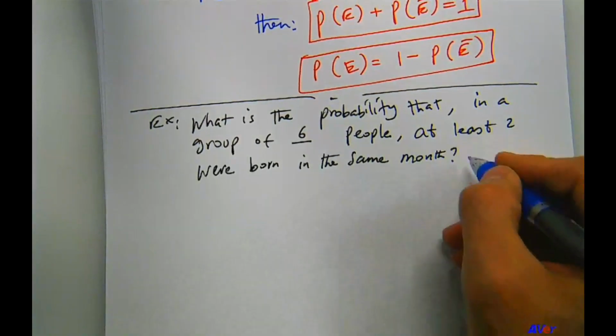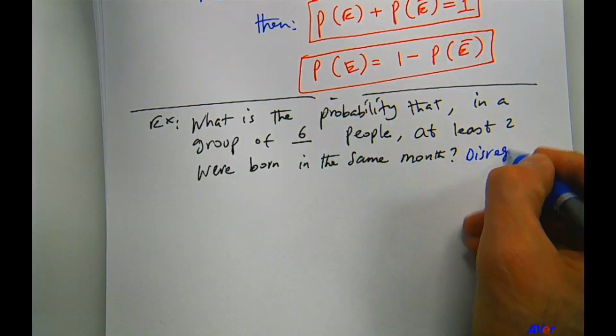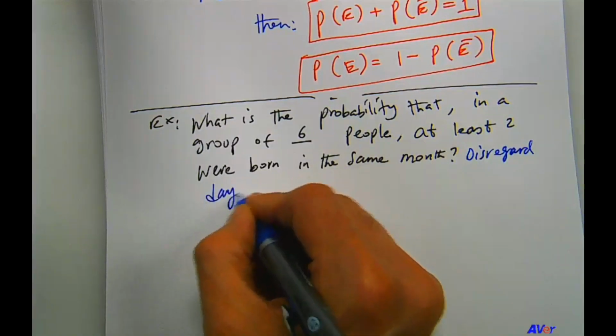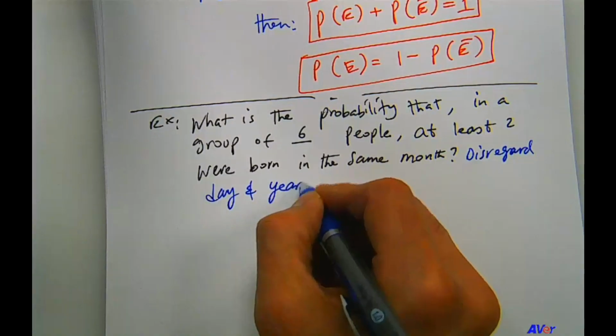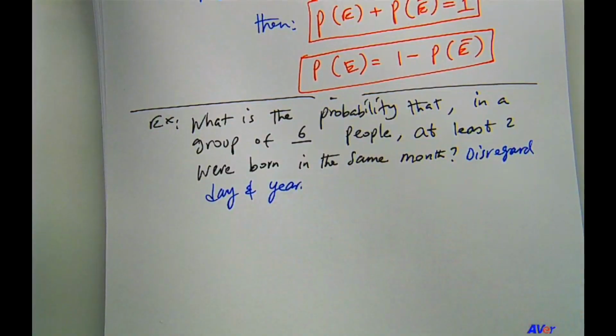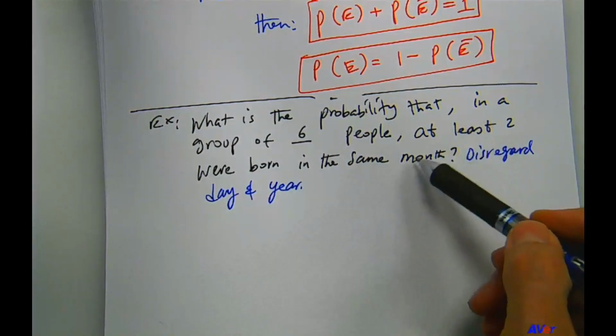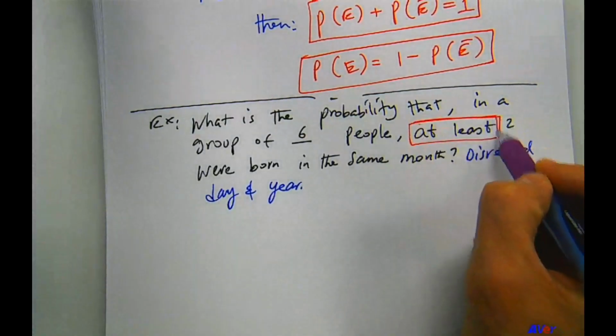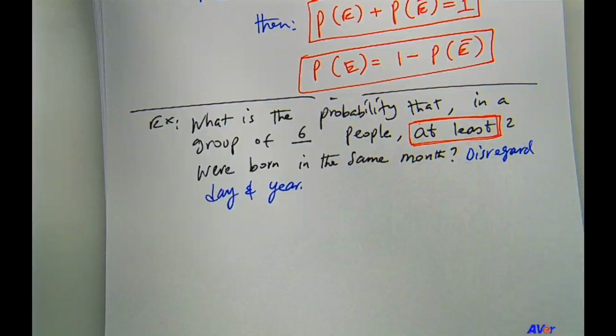And let me add that in this calculation, we want to disregard day and year. Okay, so here is that phrase again, at least. So this is referring to the union. In some other situations here, it just means that if you have 6 people, how many ways can at least 2 of them were born in the same month?